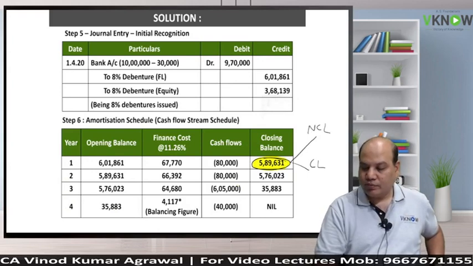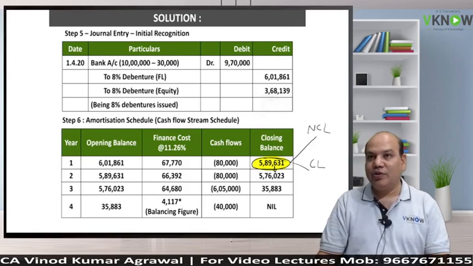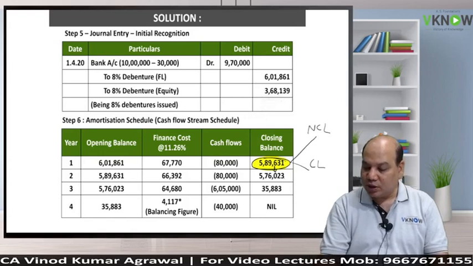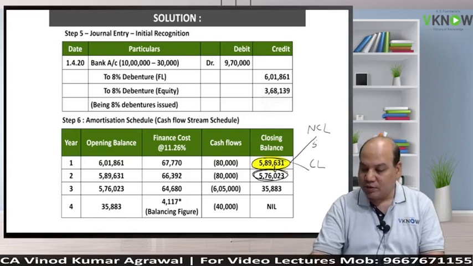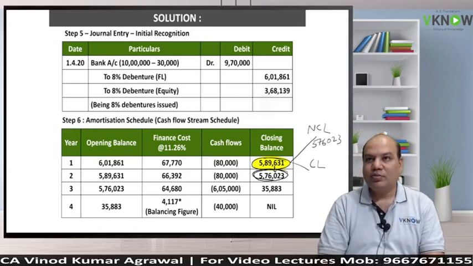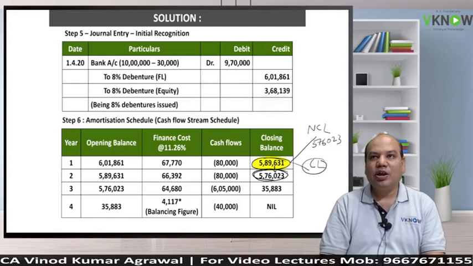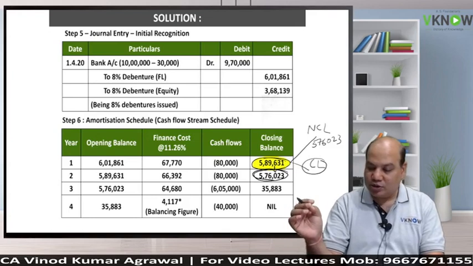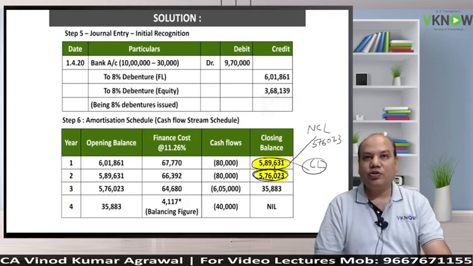How do I check that? So look at the next year below. How much is the balance still there? 576,023. That means even after 1 year, this much balance is still there. So I will put 576,023 in the non-current liability part. The remaining amount is current liability. So what is the remaining amount? Take on your calculator 589,631 minus 576,023. Is it 13,608?